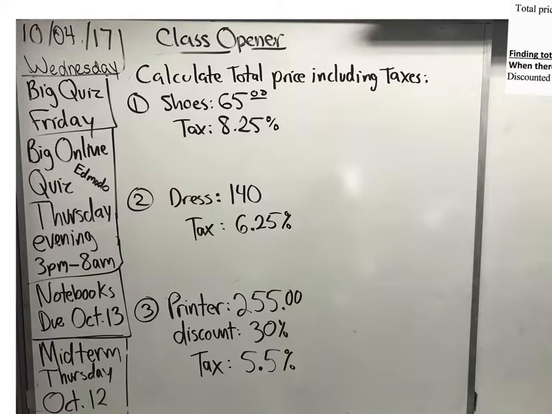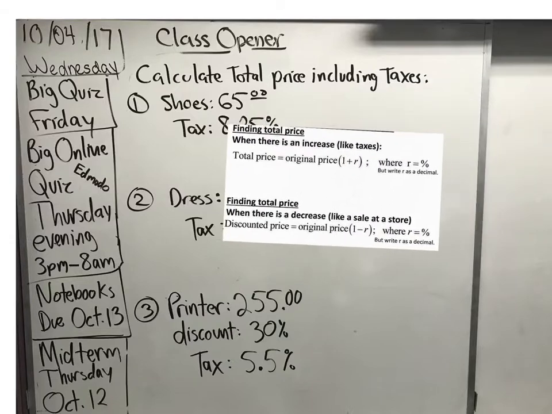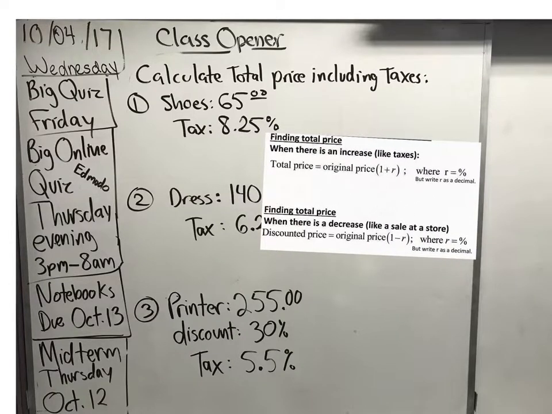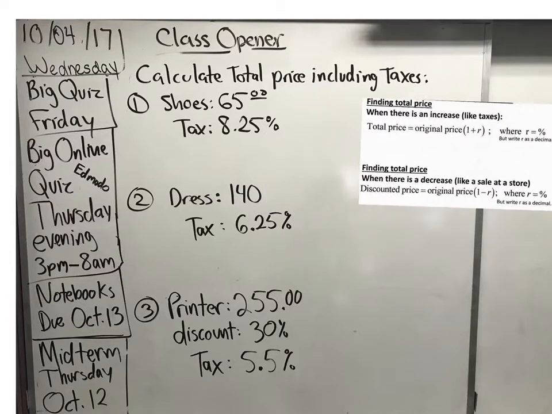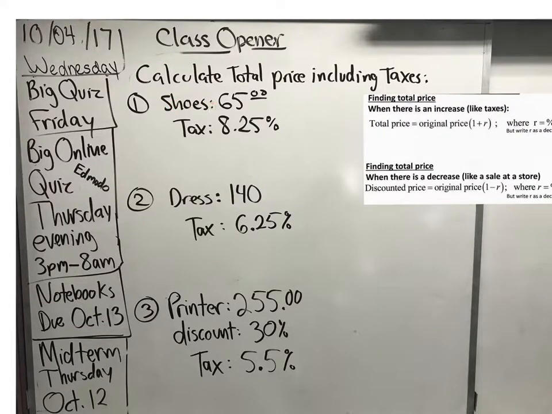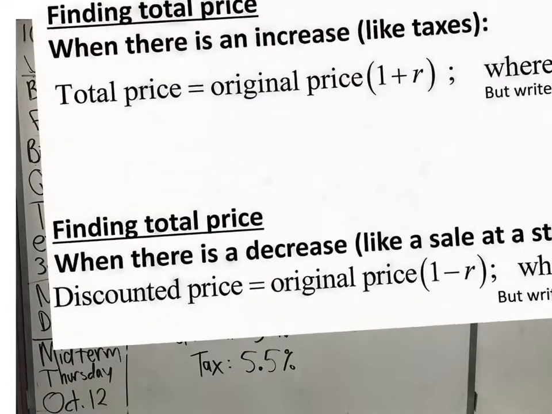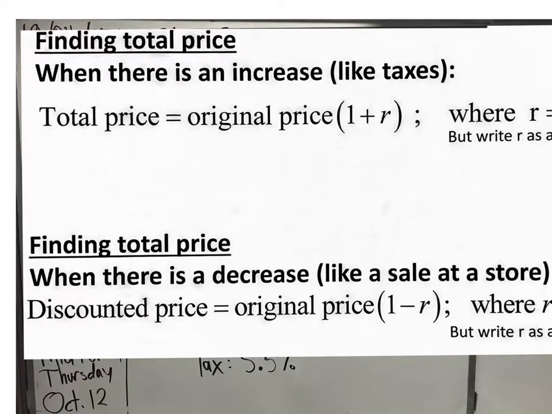Okay guys, so we have these 3 questions up on the board. This was a class opener. I don't know if you guys already copied them down, but instead of calculating using proportions, is over of equals percent over 100, or the proportion change over original amount equals percent over 100, let's take a look at these notes and use them to calculate these total prices. So number 1, it says that we want to buy some shoes that are $65 and the tax rate in El Centro is 8.25%.